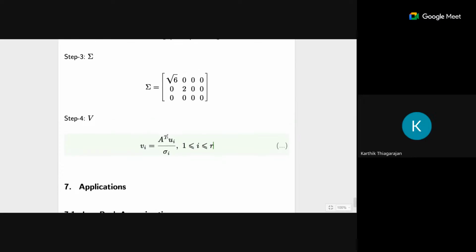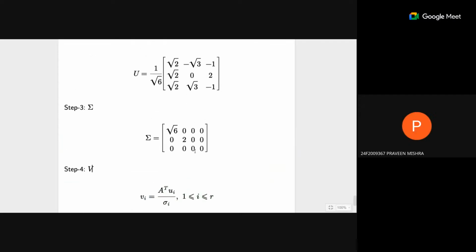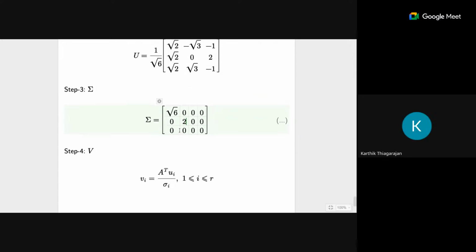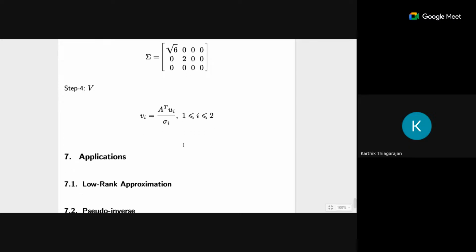for i up to r. Okay, in this case, the rank is 2, because A transpose A has 2 non-zero eigenvalues, right? So the rank is 2. So in this case, you can get 2 of them right away. So just write it down.